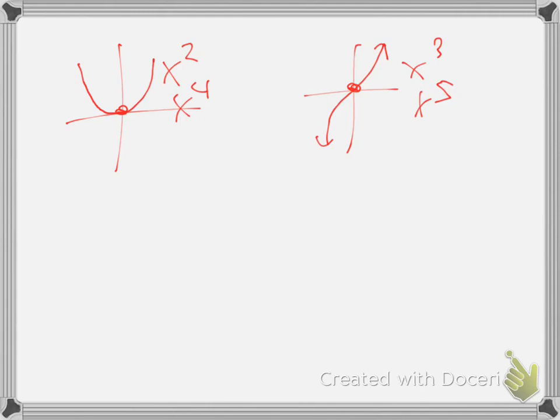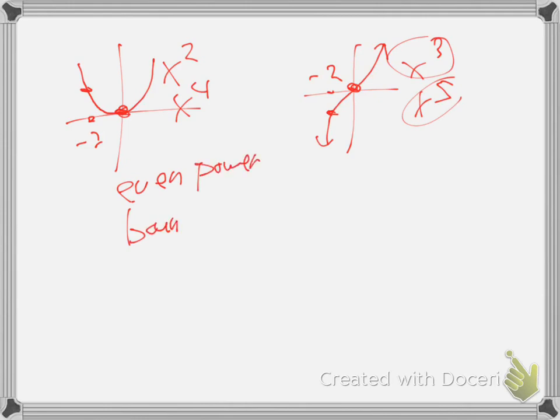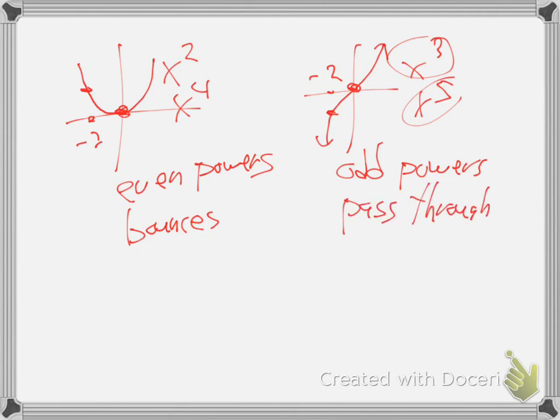See that? Why? Because odd powers, like we talked about, if you put in negative, negative is negative when it's an odd power. But if you put in negative to an even power, it's still positive. It makes everything positive. So even powers bounce, odd powers pass through. Even powers bounce, odd powers pass through. Yeah. So that's going to be really helpful to us.